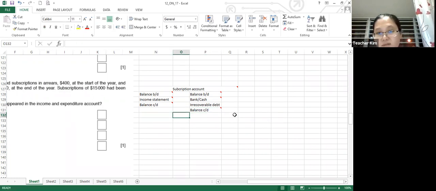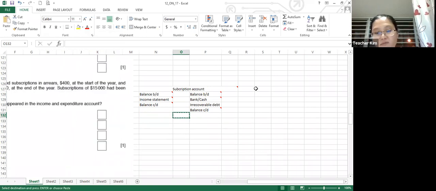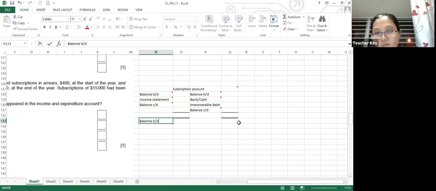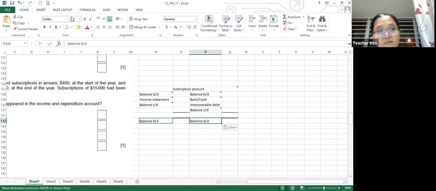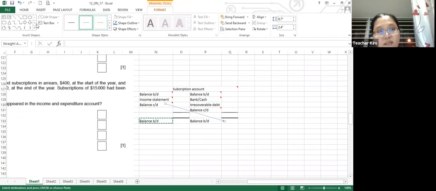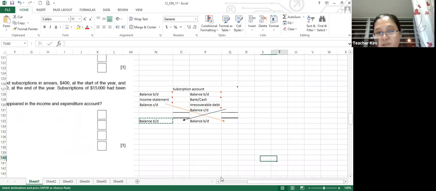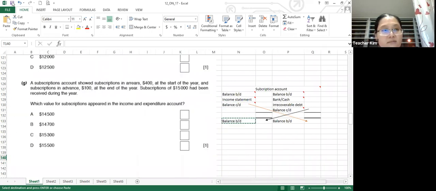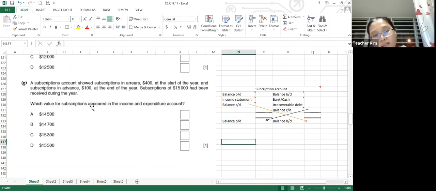Okay, you have subtotal, and this balance brought down is opposite side for each other. So this is due to here, and then this one will be going to here. Okay, so take note for the position of the account. So now, I already given you all the information here. Can you calculate what is the value of the subscription appear?